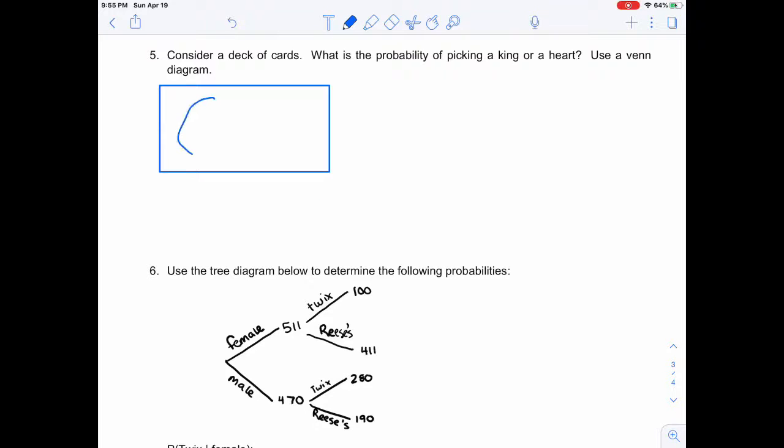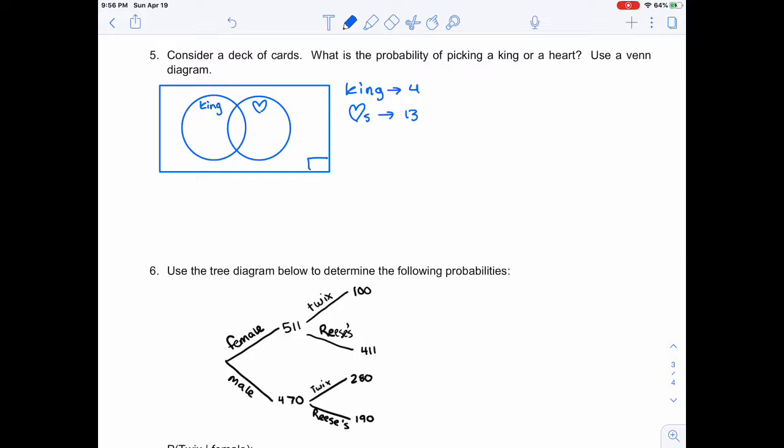So the reason I'm starting off here with a box, you always want to make sure you're doing that with probability, especially with mutually exclusive events, because here I'm going to label one of my circles king, one of them hearts, obviously. And then down here in the lower right-hand corner, you're going to put the amount of cards that don't qualify as a king or a heart, okay? So first things first, we know that we have 4 kings in a deck of cards, okay? For hearts, we know that we have 13.